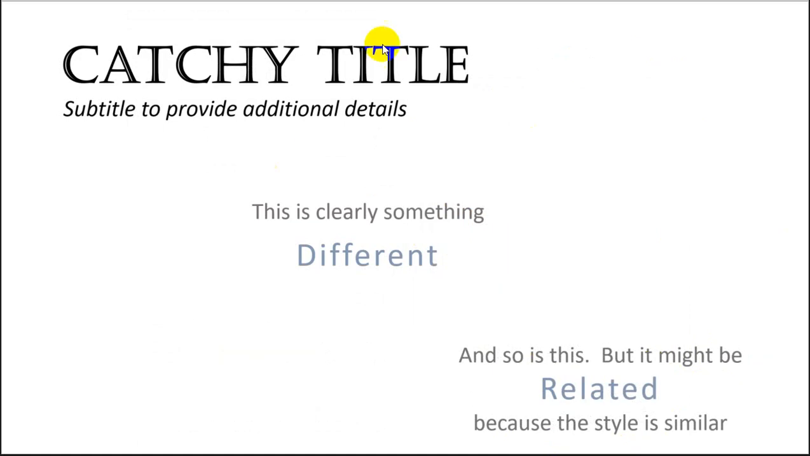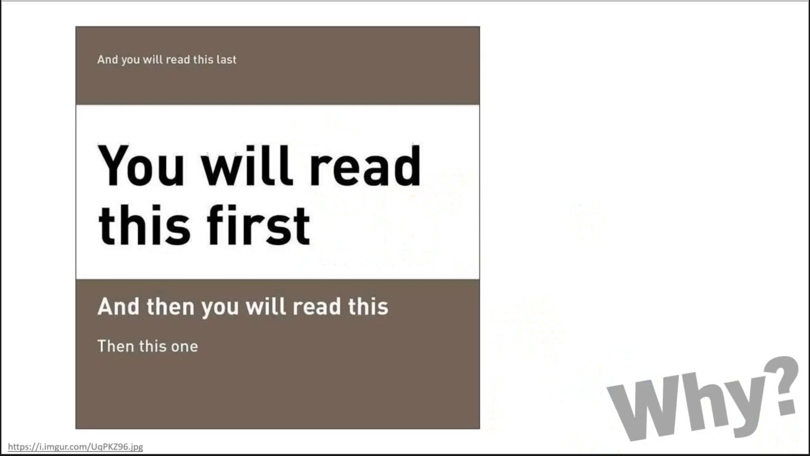Catchy title, we know because we're employing size, high contrast, the layout conventions, texture, things like that. Changing it up, italicizing, smaller. This is a different thing, but so is this. But these two might be related because the style is similar. So we can use things like text and color in addition to placement and grouping to relate things to each other. So yeah, and then this is just kind of driving it home.